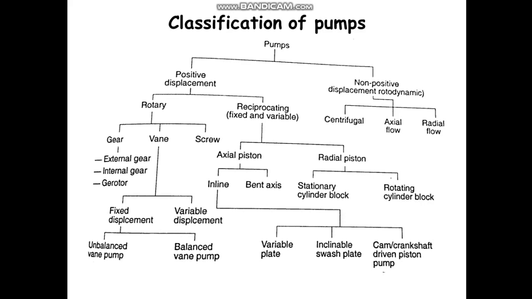Then axial piston pumps are further classified as inline and bent axis pumps, and inline pumps are further classified as variable plate, swash plate, inclined one, even cam and camshaft driven piston pumps, and so on. And radial piston pumps are classified as stationary cylinder block and rotary cylinder block. Now we will try to understand in detail the working of only gear type pumps in this lecture.